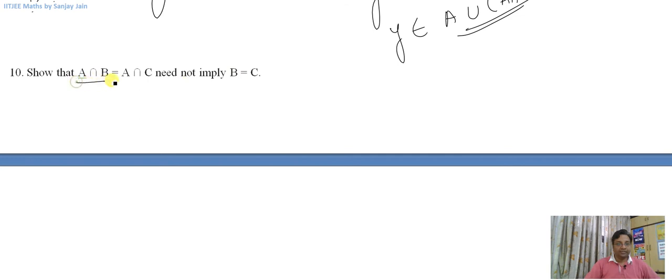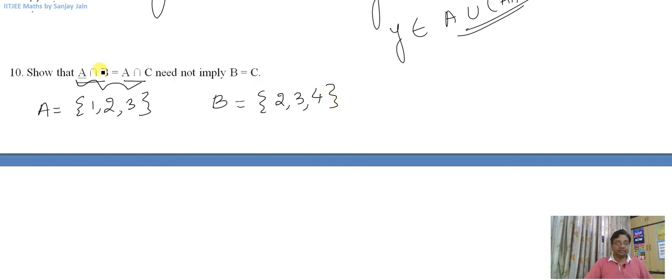Show that A intersection B is equal to A intersection C need not imply B is equal to C. So what I'm going to do is take sets A, B and C in such a way that it will not imply B equal to C. That is enough for me to show this. So let us say set A is equal to 1, 2, and let us take 3 also. Set B is equal to 2, 3, 4.